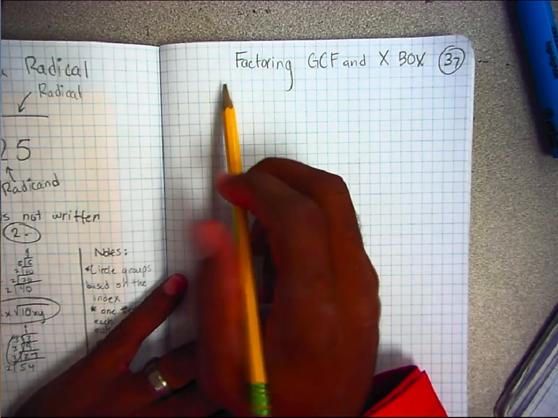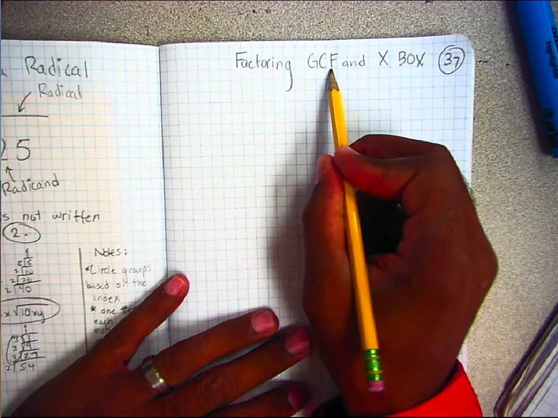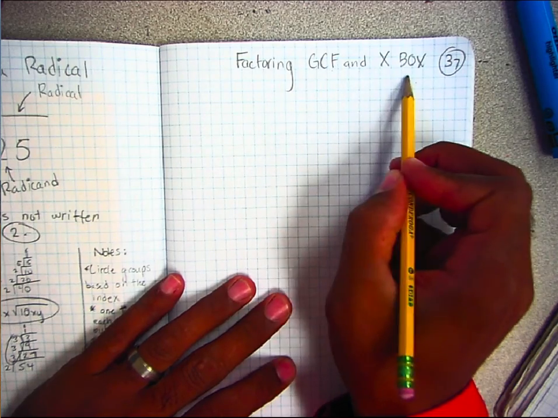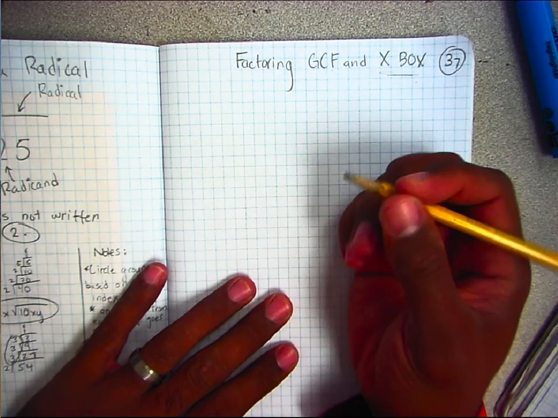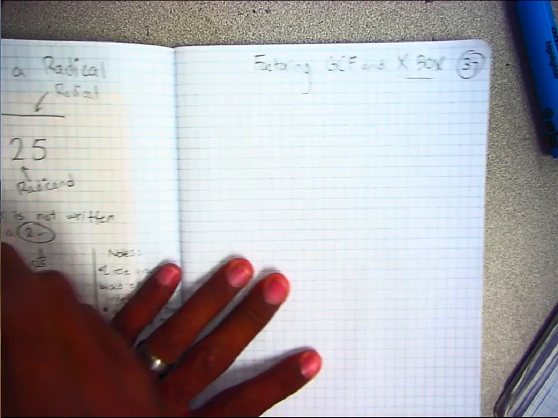This is a new section of factoring, and what this stands for is factoring by GCF, greatest common factor, and through the X box. We already saw something similar to this, and I'll show you what I mean as we go through it. First of all, when you set up your notebook, this is right after parts of a radical.